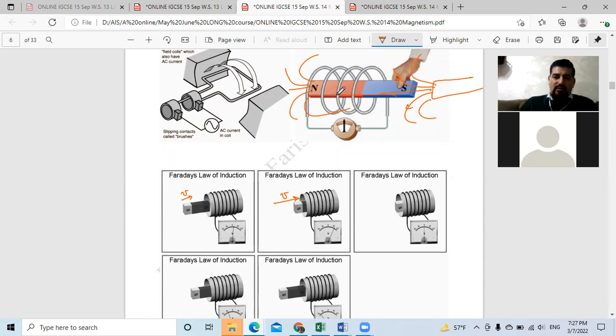one, like this one. But as I move it closer, all these coils, they cut this one, this one, this one, this one. So as I'm cutting the magnetic field lines, that means there will be what? Movement of the electrons inside.